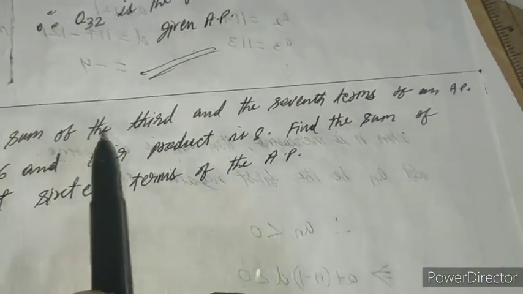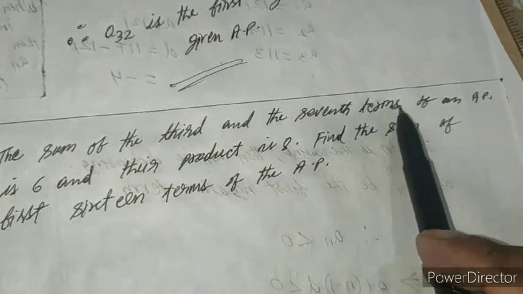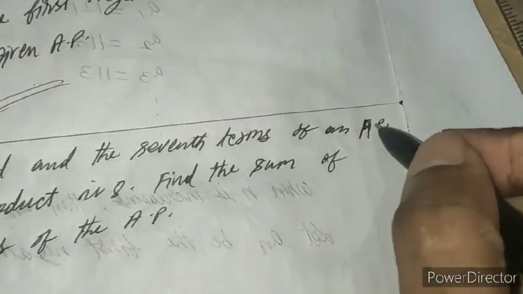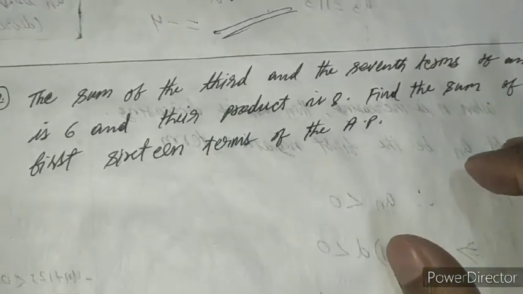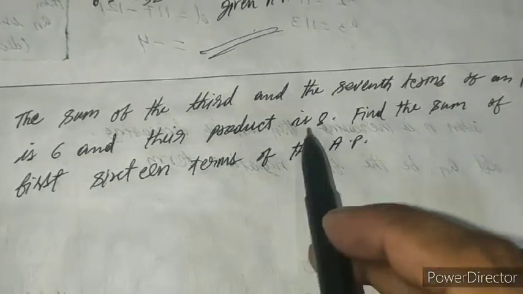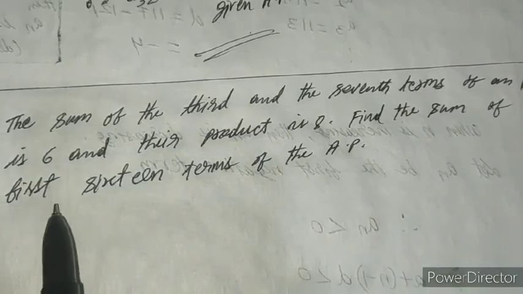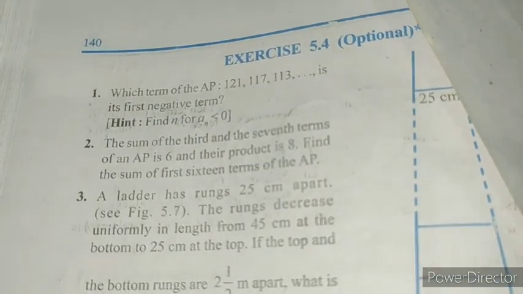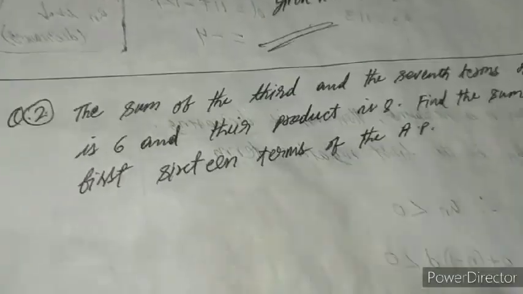The sum of the third and the seventh term of the AP is 6 and their product is 8. Find the sum of first 16 terms of the AP. This is question number 2. So what is given in the question?